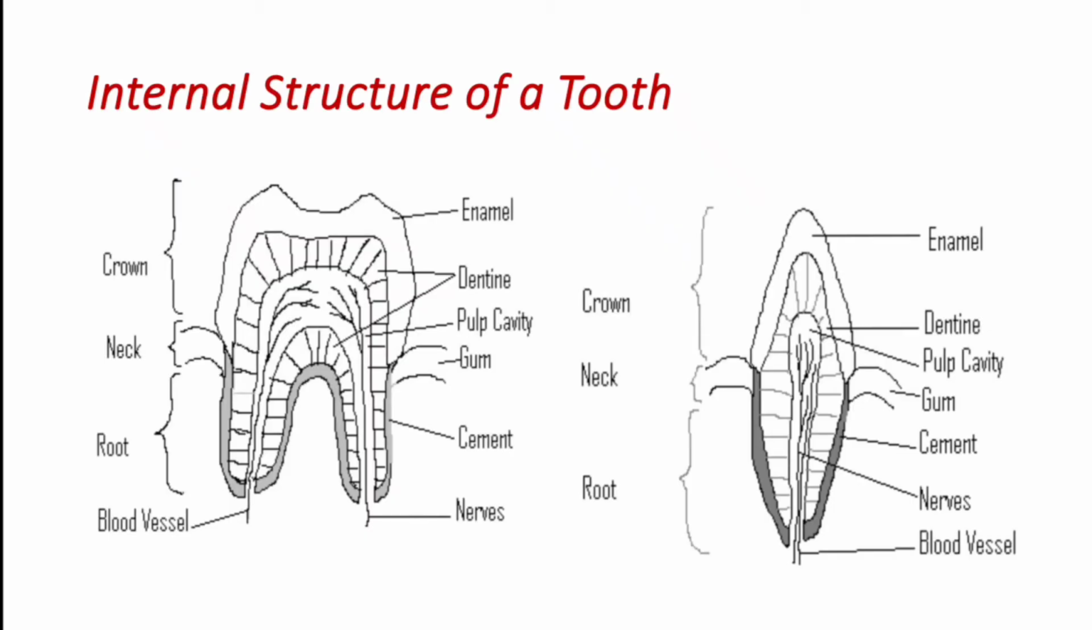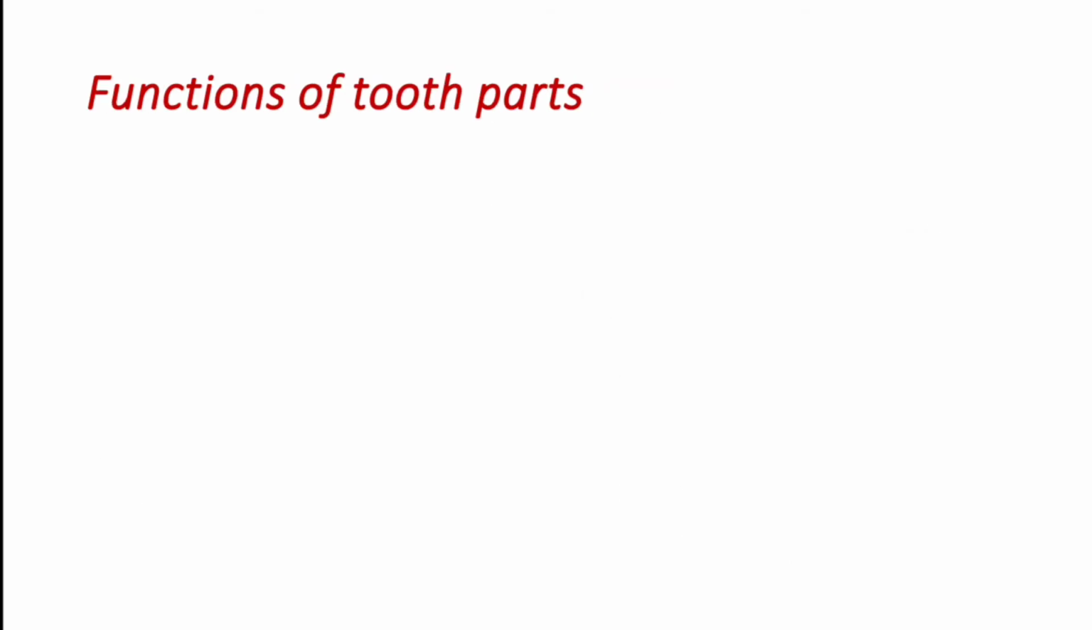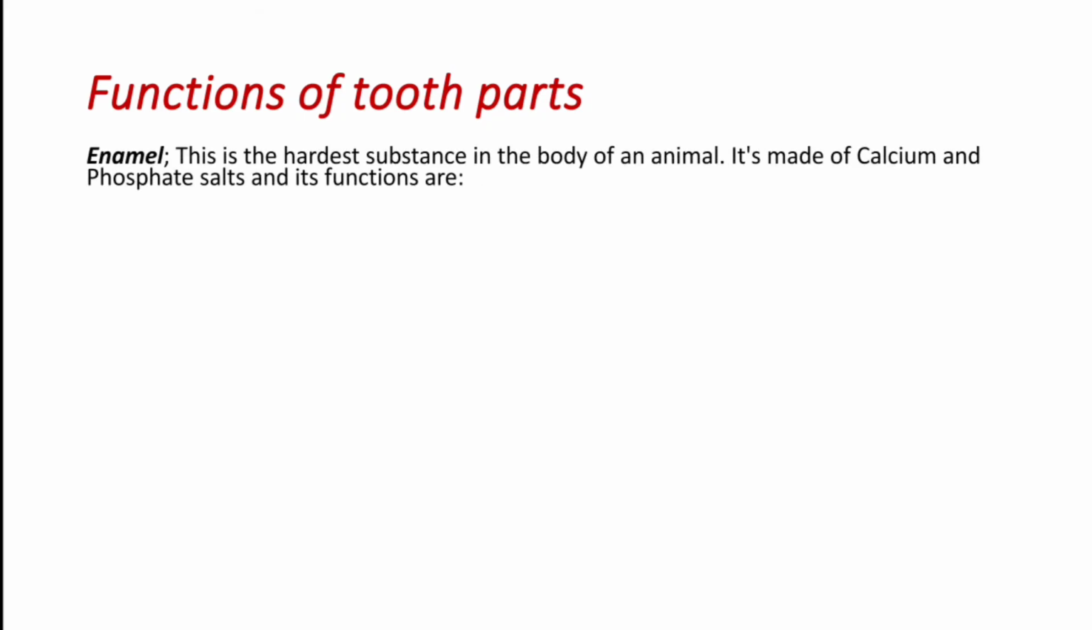Alright, so let's now look at the functions of each part of the tooth. So, functions of tooth parts. We've got the enamel. I'm sure you know where the enamel is found. So enamel, this is the hardest substance in the body of an animal.